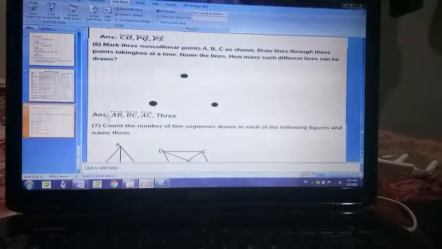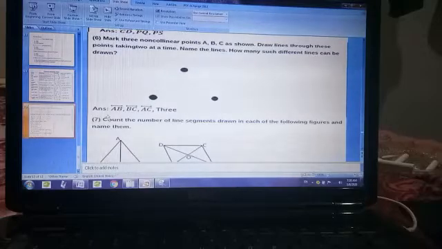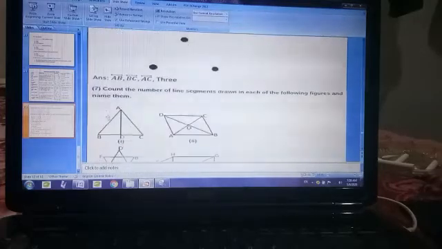In question number 6, mark three non-collinear points A, B, C as given in the figure, and by joining them, taking two at a time, we will get AB, BC and AC. So we will get three line segments.